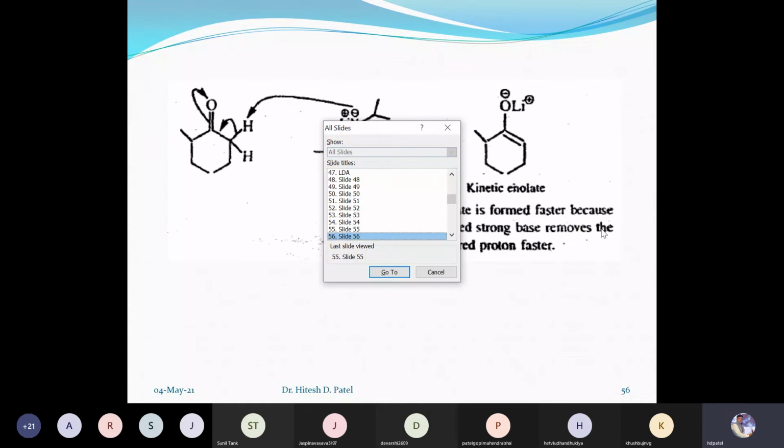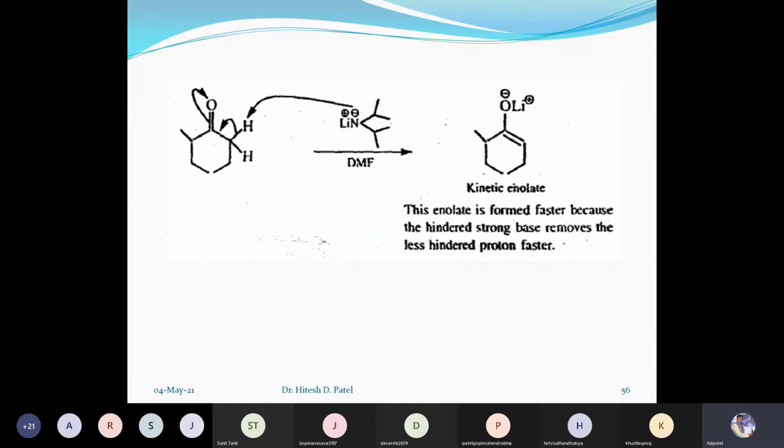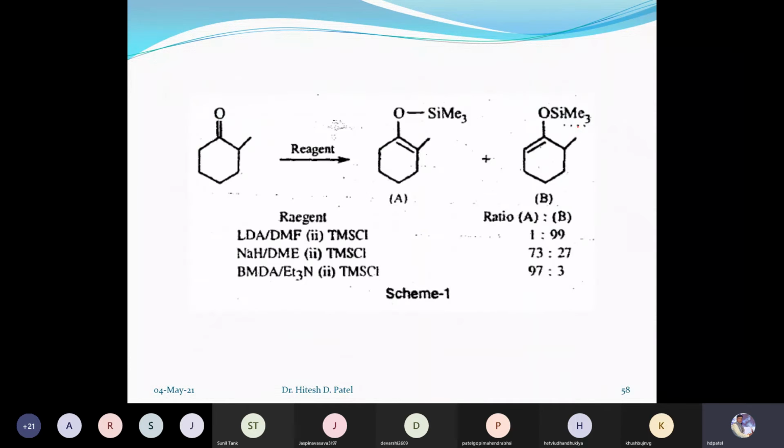Now, as I said about LDA, we have two options, here or here, but LDA will attack on this proton only. LDA will attack on this proton only, and as a result it will give this intermediate, and then further the electron will migrate and the negative charge will be on this position, and further reaction will take place.